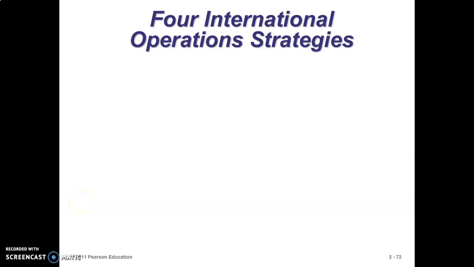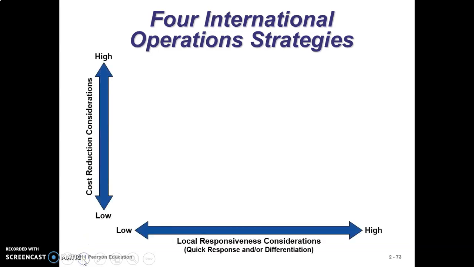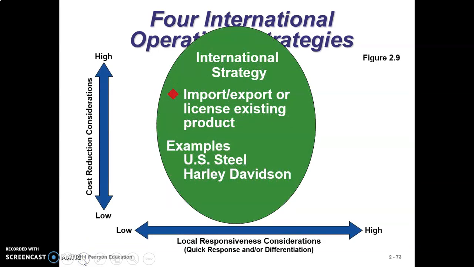Okay, continuing with international operation strategy. In these strategies we have four types. The first one is the international strategy, whereby it does imports and exports or licensing of a product. Examples here are US Steel and Harley Davidson.